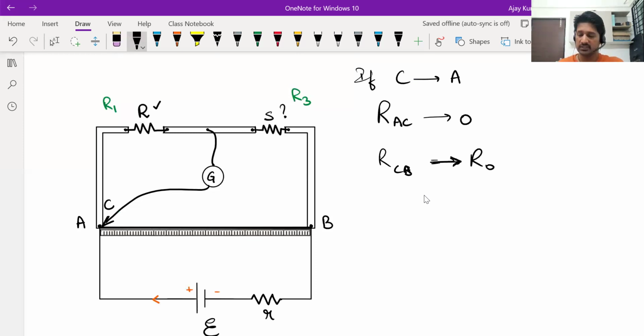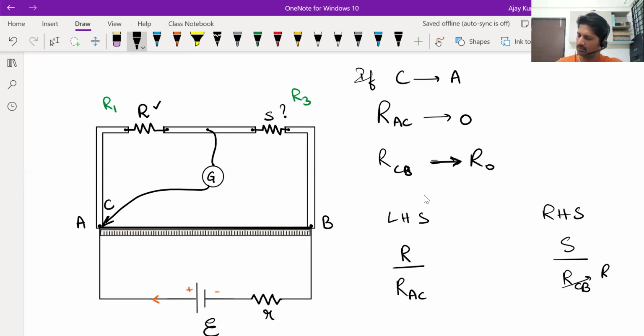Okay. Now you see the ratio on the left-hand side. Left-hand side ratio will be R divided by resistance between A and C. Right-hand side, the ratio of resistors is S divided by resistance between C and B. Now this value is tending to R0. So right-hand side is a finite value. But RAC is tending to 0. If RAC tends to 0, the ratio on the left-hand side tends to infinity. There is no way these two can be equal.